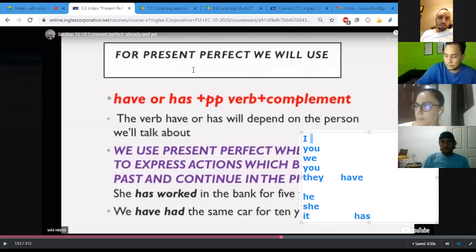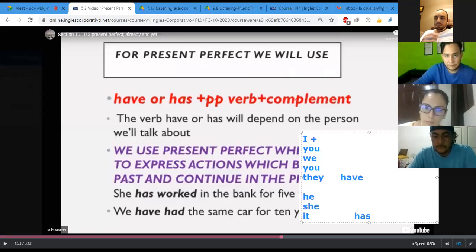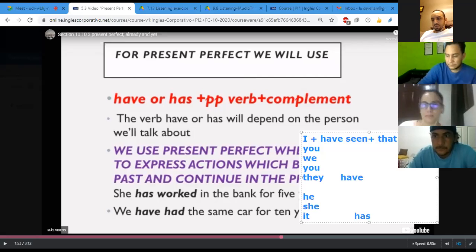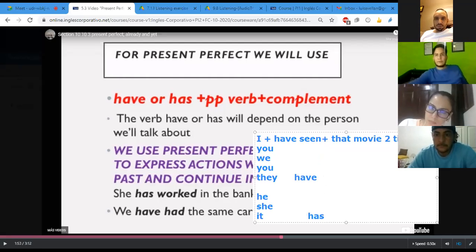Okay, it says here, for present perfect, we will use have or has, plus what? Past participle. Okay, this says, for example, have seen. I have seen, plus complement, that movie. I have seen that movie 2 times. Okay. Yo he visto esa película 2 veces. I have seen that movie 2 times.